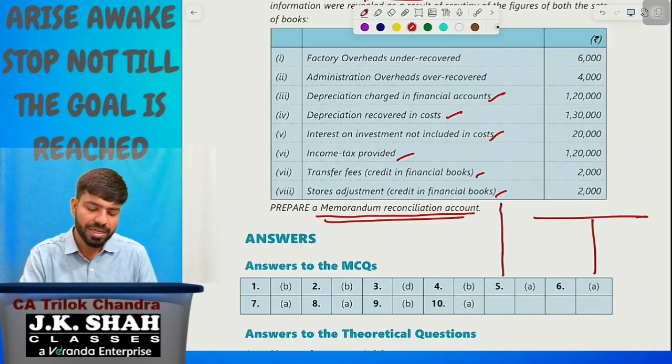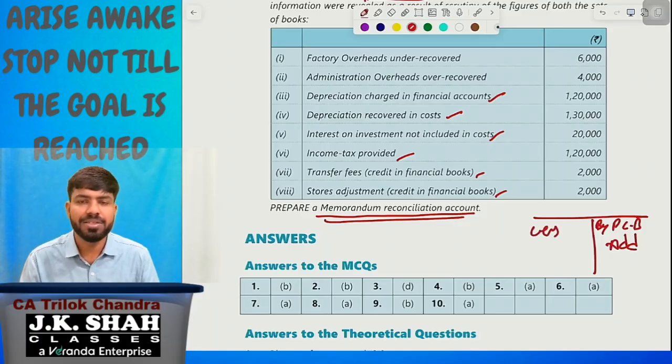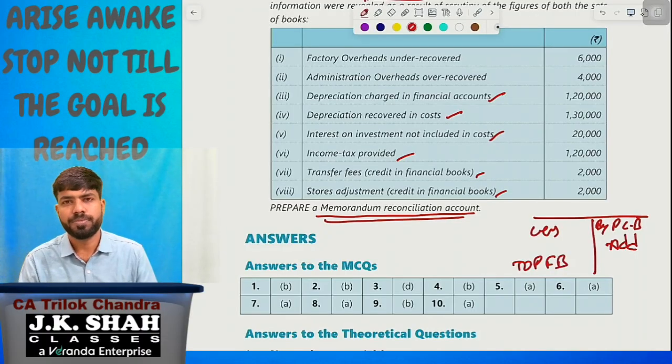In account form, we are going to write. See, if it came to the previous question, what would we have done? We'll take to profit account to cost books. Add items will be added here, less items shown this side. Then we'll get to profit account to financial books. Are you understanding? That's it. As simple as that. Are you understanding? All of you.